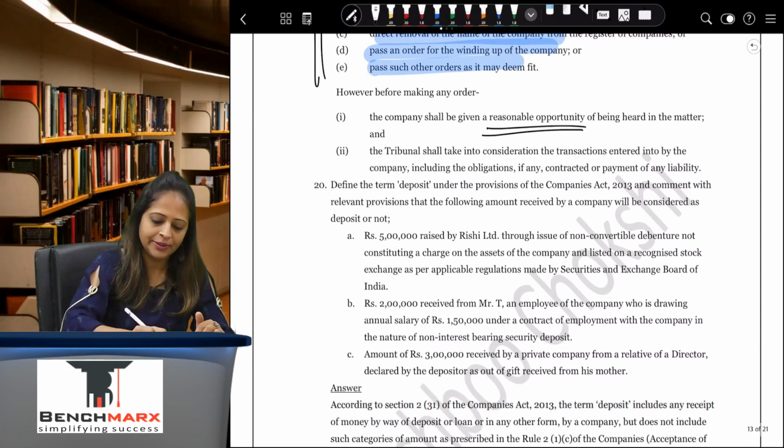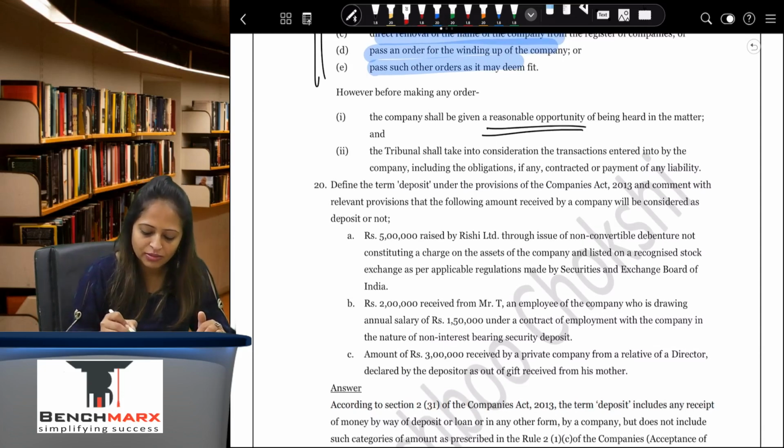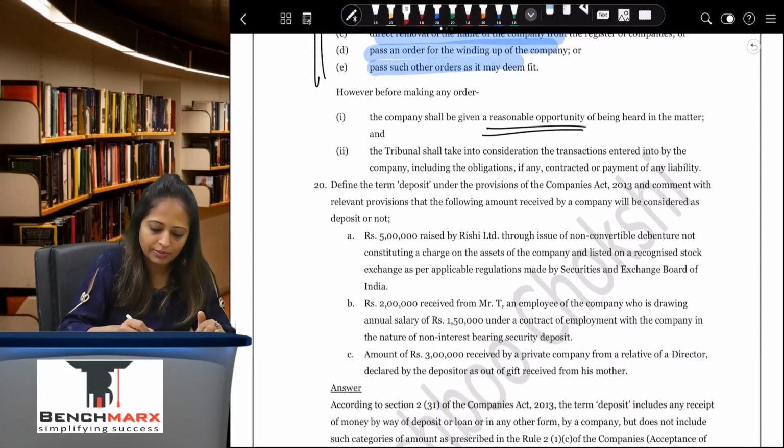Define the term deposit under the provisions of the Companies Act, and so you have to first define.